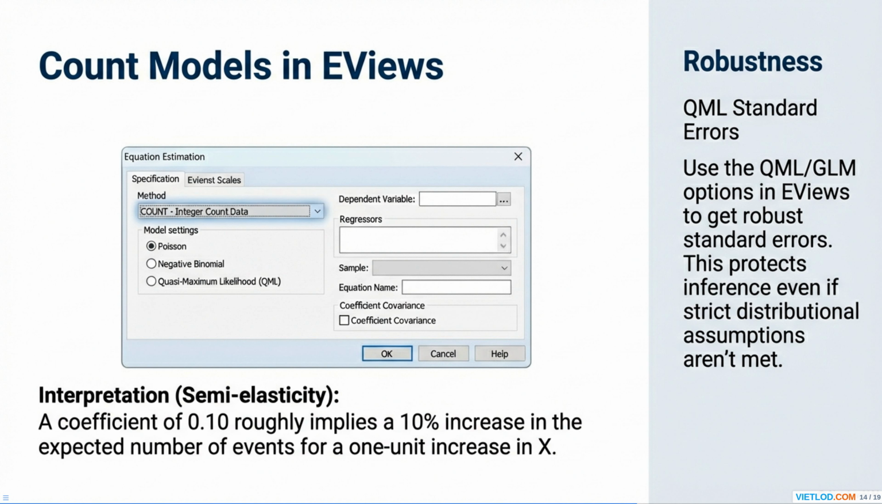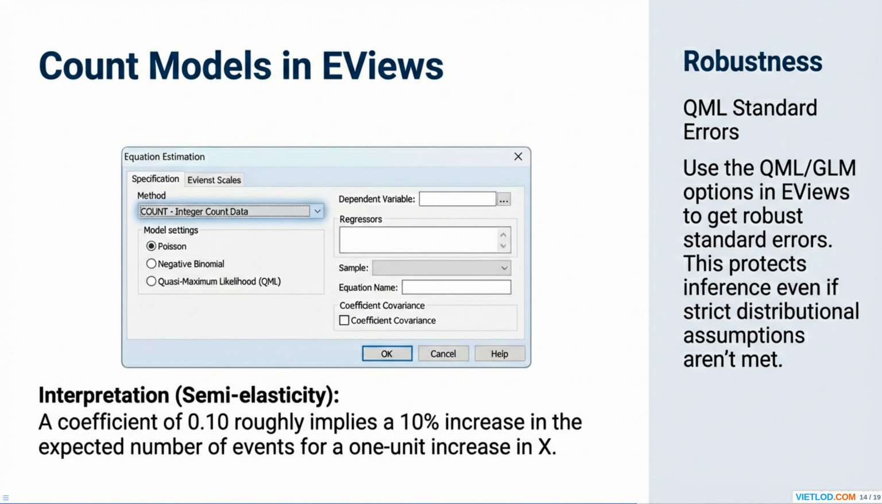To address this, the negative binomial model is typically a much safer and more flexible alternative. It explicitly accounts for overdispersion by allowing the variance to be greater than the mean, making it more suitable for the skewed distributions often seen in count data. Next, let's explore how to implement and interpret these models effectively in EViews.